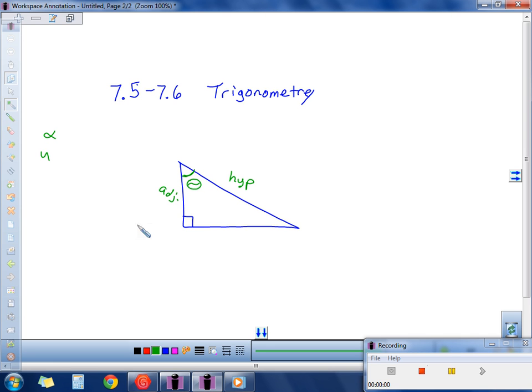The other word we're going to use is opposite. Opposite is pretty simple. It's across from the angle you marked. It's the furthest away. So there's my side that's opposite the angle. One more time, we have hypotenuse, adjacent, and opposite. You may be thinking, why is this important? Well, these are important to be able to use trig ratios.